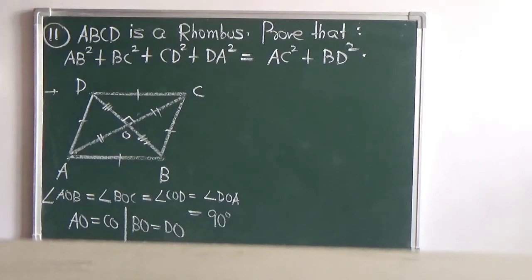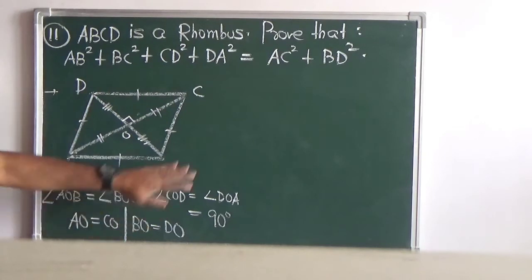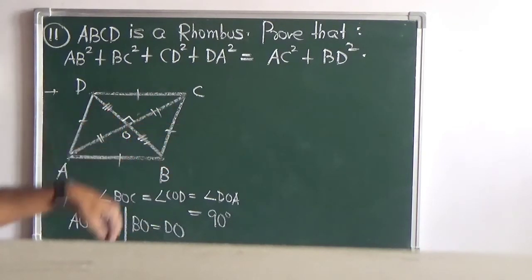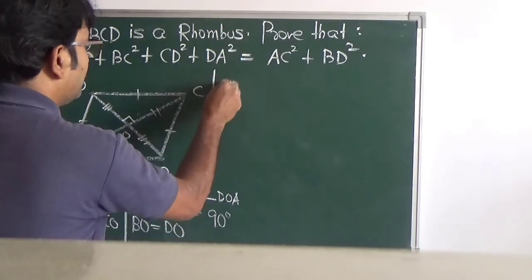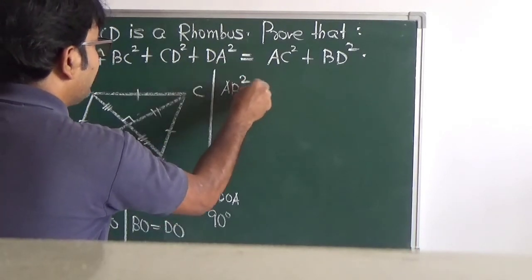So this much information we have from this. Now you need to prove that AB square plus BC square plus CD square plus DA square, the sum of the squares of the sides, is equal to the sum of the squares of the two diagonals. So AB square, what we can write, AB square.